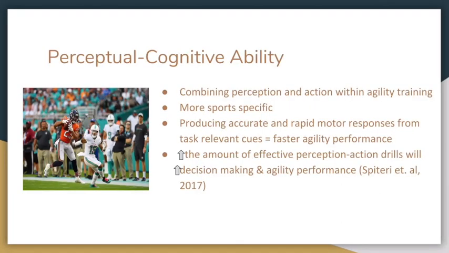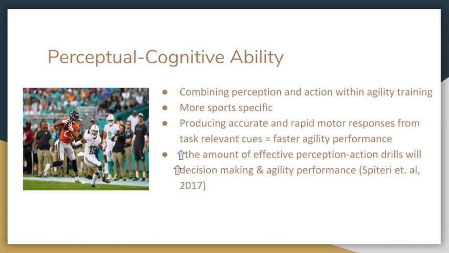Perceptual cognitive ability. One of our core principles in the latter half of our programming revolves around the development of this ability. Implementing this in our programming will help bridge the gap from our foundational agility training and our preseason individual drill work. Perceptual cognitive ability can be better defined as a combination of perception and action within agility training.